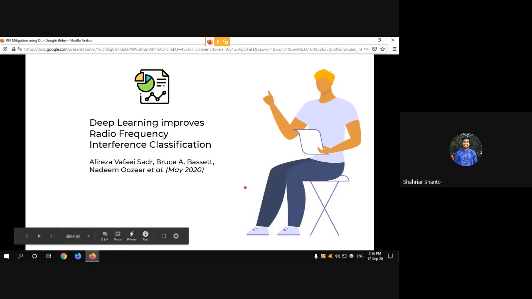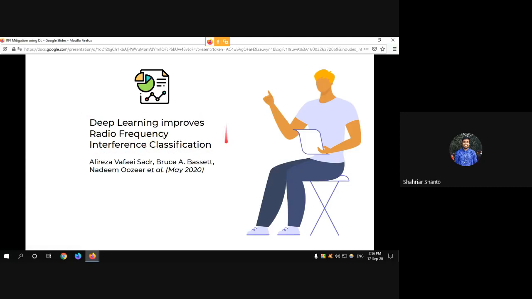So we are finally getting into the paper. I expect you to understand what deep learning is, what radio frequency interference is, and what classification is. Now we actually understand what the title means. This is the first step of understanding a paper.